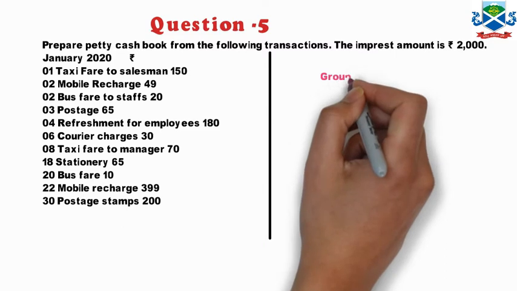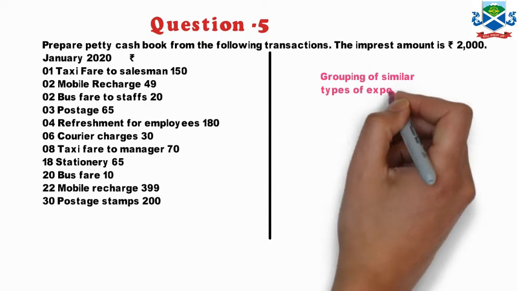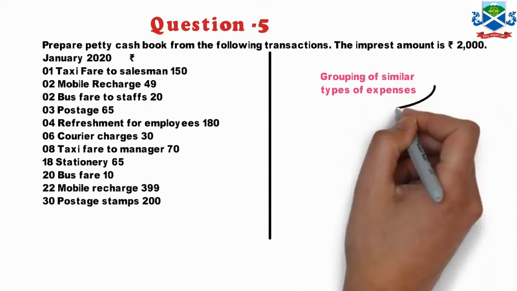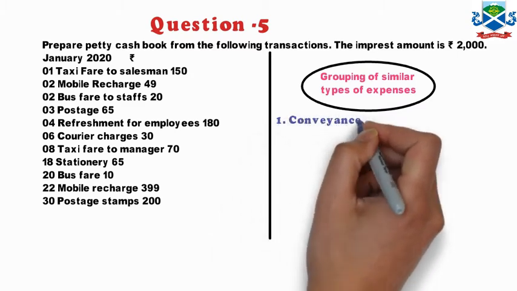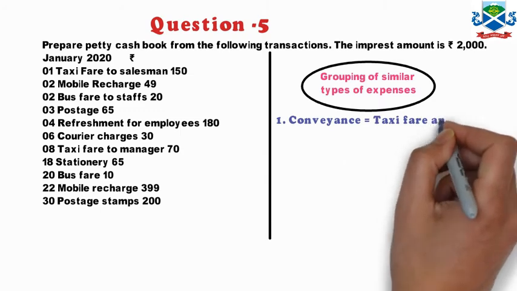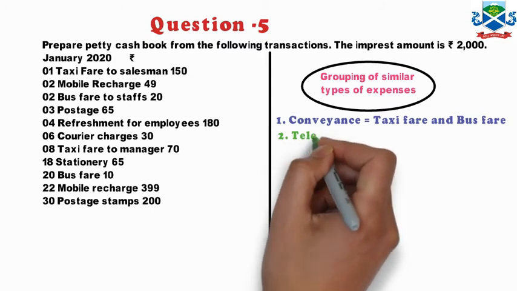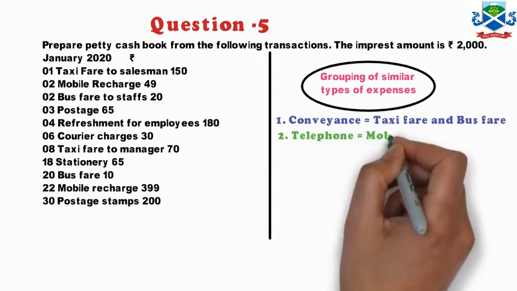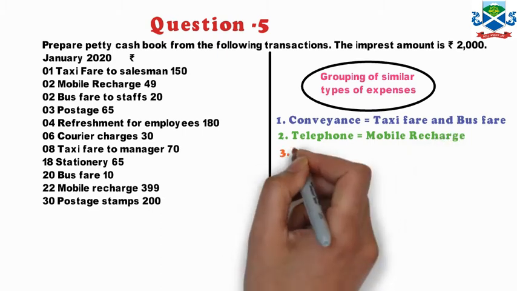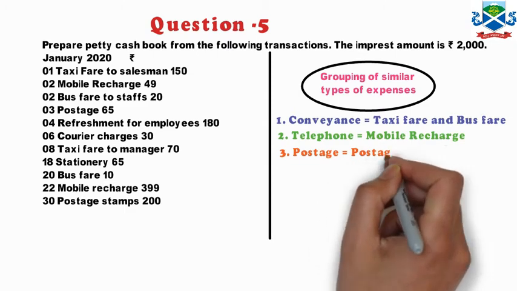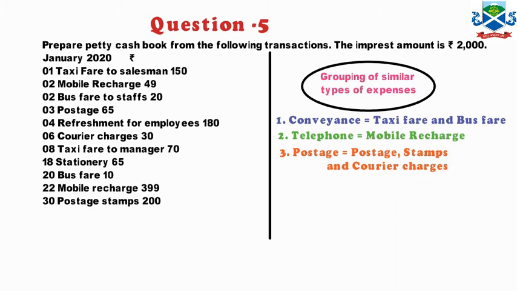Now we'll categorize, or group, the similar types of expenses under one heading, based on the type of expense. First one is conveyance. All bus fare and taxi fare we'll put in the conveyance column. Next one is telephone, or sometimes called communication. Mobile recharge and telephone charges will come in the telephone column. Next one is postage: all types of postage, stamps and courier charges will enter in the postage column.